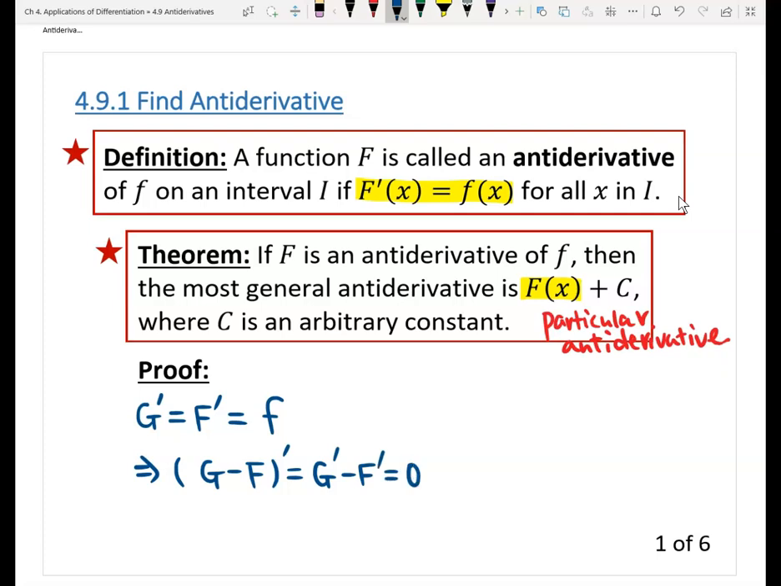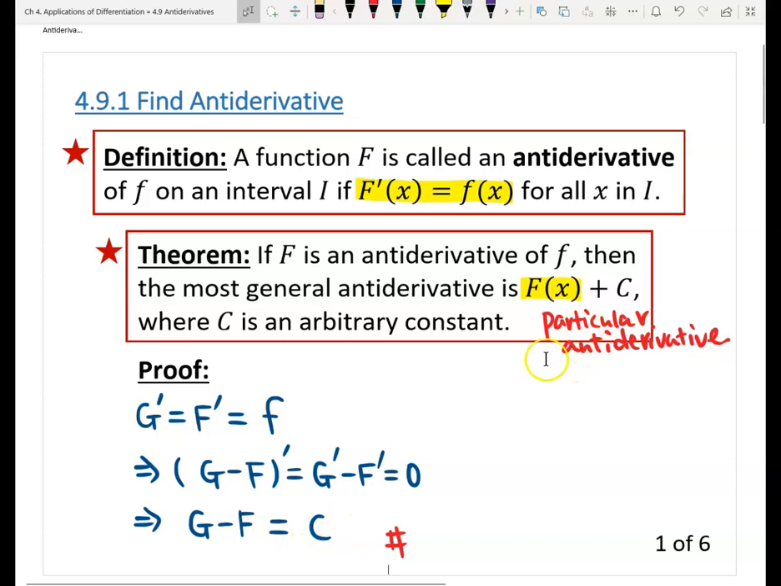That's 0. Now we have a function G minus F take a derivative equals 0. Do you remember? We have a result, right? Now what do we get? We get this function G minus F should be a constant function because take a derivative equals 0 at all the variable x. So this is already a proof for this theorem. Why? Because we know the difference between any antiderivatives is just a constant number. Or you can just plus F on both sides. We get any other antiderivative equals F plus C.